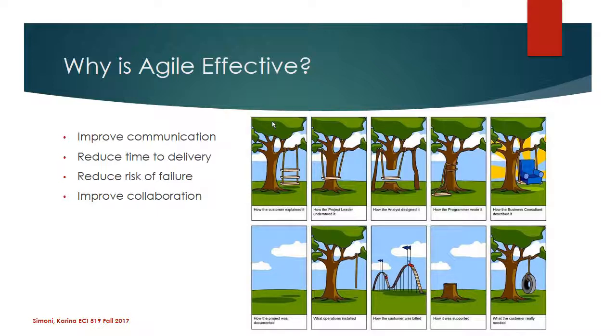You can see through all the different trees that everyone on the team sees it in a different way. And at the end of the project, if you look at the bottom row, the project doesn't get documented. Not all of the operations or the wants are installed. The customer is way overbilled, and there's not a lot of support. In the final picture in the bottom right, the customer needed something that they didn't even know. And they wouldn't know that unless we could show them what we were building. That's why Agile is effective.